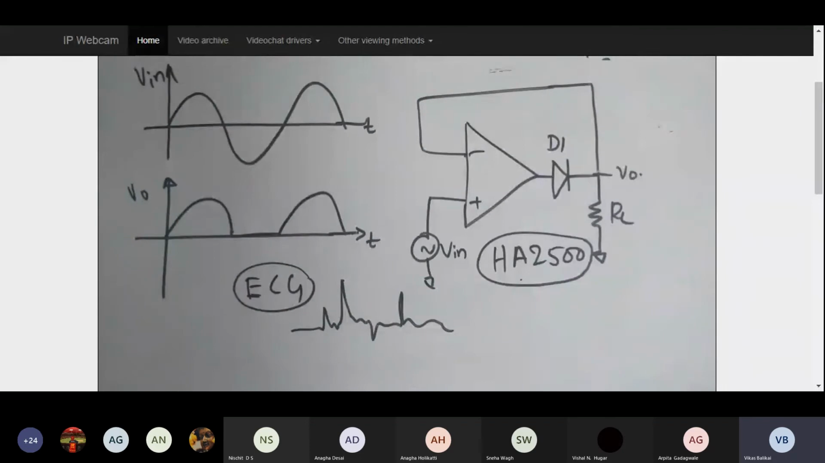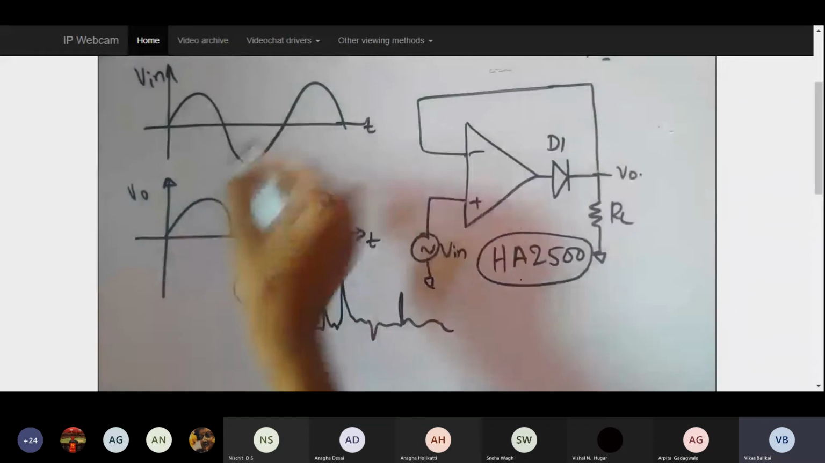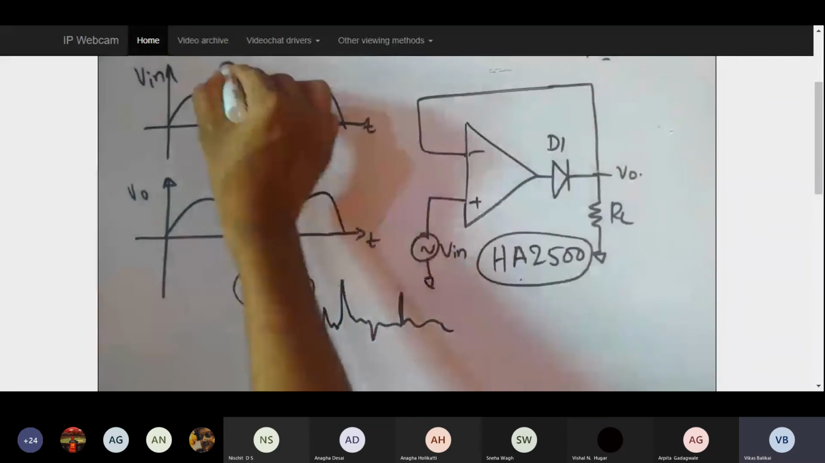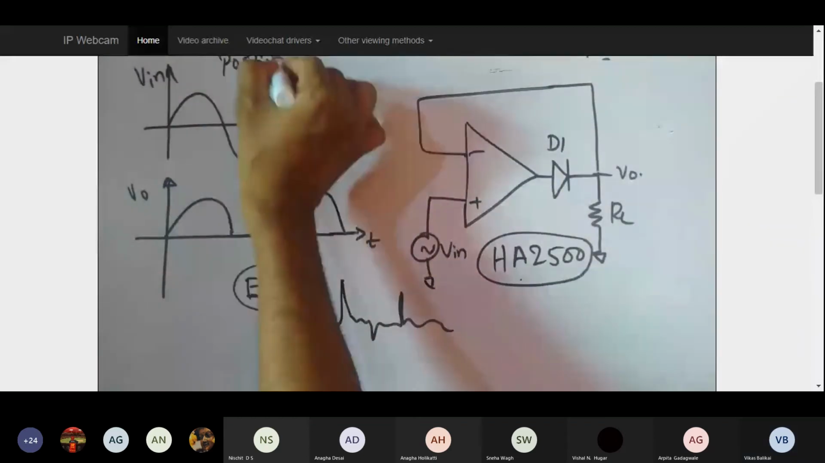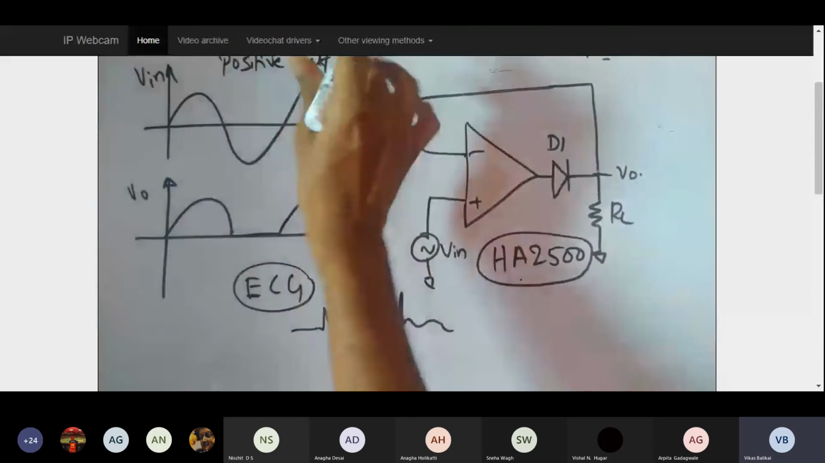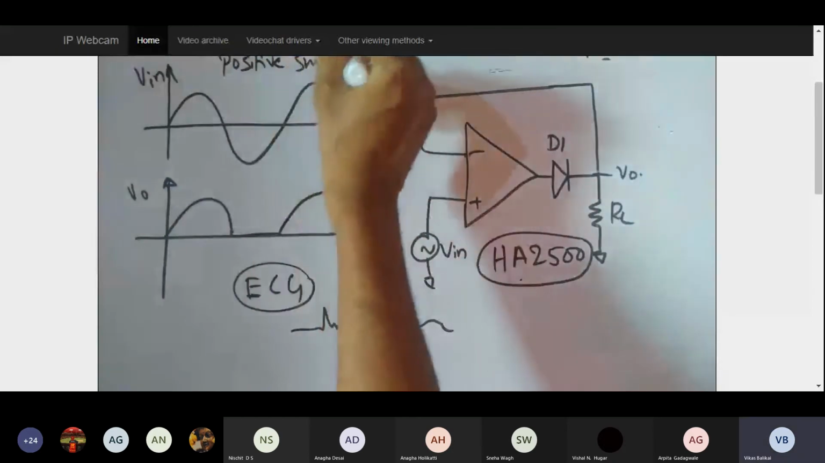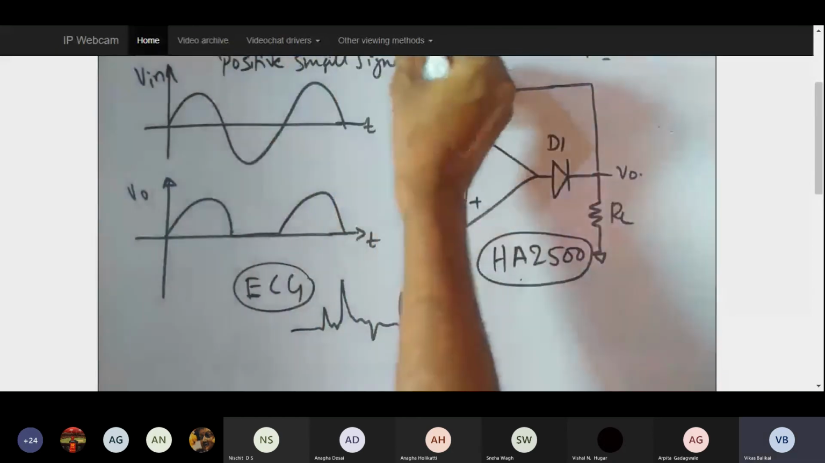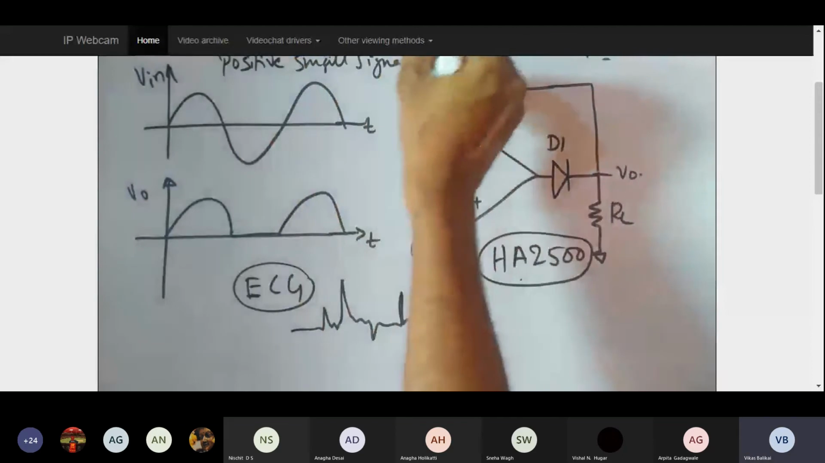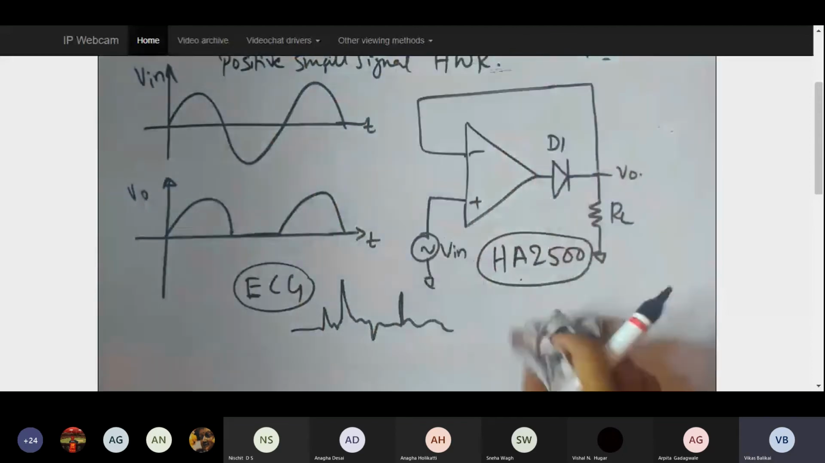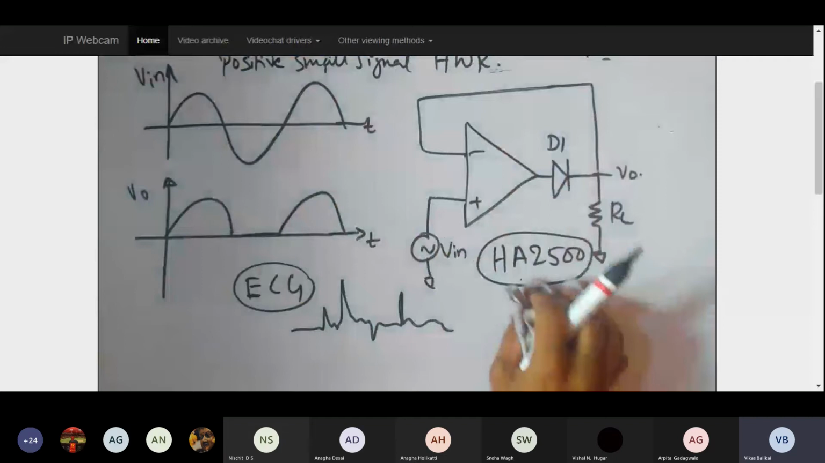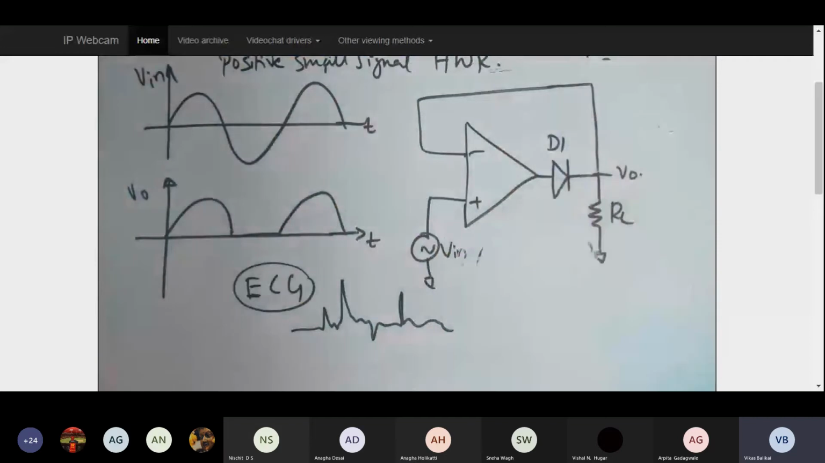So basically this is a positive small signal half wave rectifier. Okay, so let's try to understand what is going to happen over here. Very simple methodology of this particular small signal half wave rectifier.